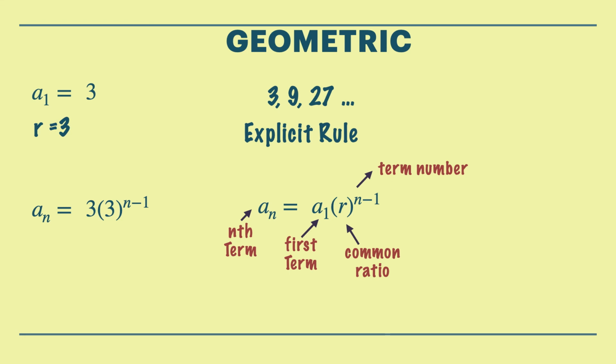Now, in the arithmetic, we went ahead and simplified. But in geometric, we are not going to simplify. We need to leave that as is because of that 3 being raised to the n minus 1 power. So do not multiply the 3 times the 3. Do not, do not, do not. Leave it 3 times 3 raised to the n minus 1 power. All right.